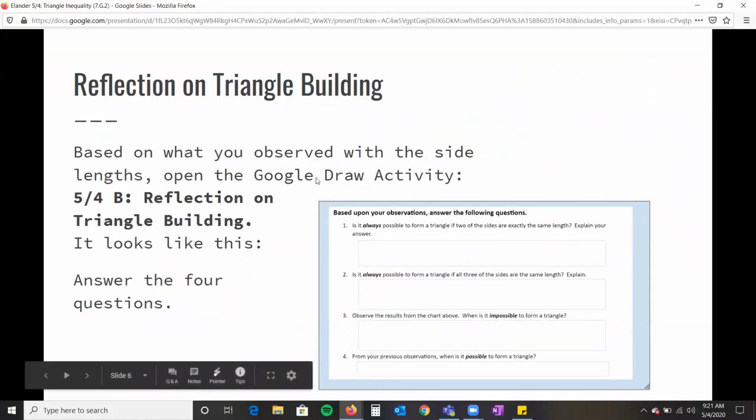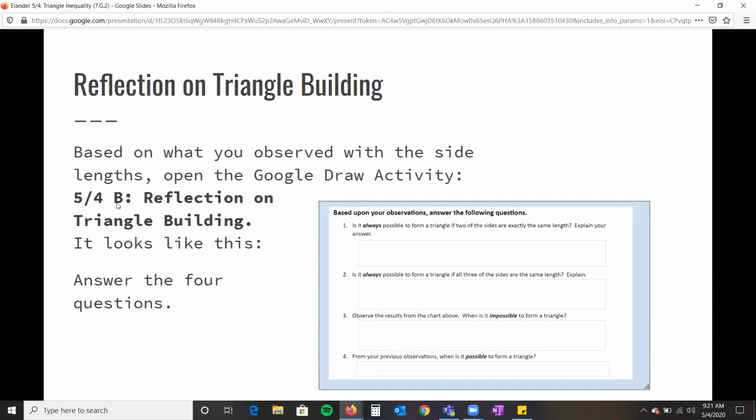Now, based on what we observed, the next thing we're going to do is 5-4B, reflecting on triangle building. So we built some triangles, right? We got random numbers, built triangles, or tried to anyway. And now we're going to see what the results were, like why some worked and why some didn't work. There's a pattern that you'll notice with these triangles, right? We're figuring out how come some three lengths could make a triangle and some three lengths couldn't make a triangle.